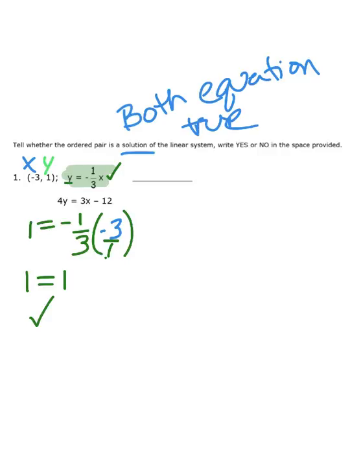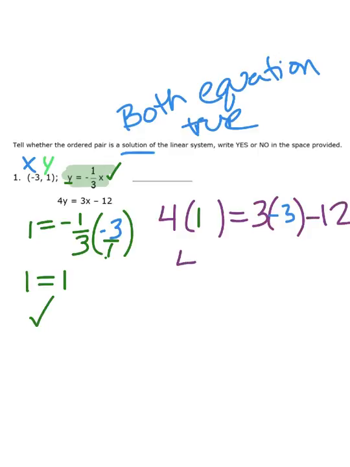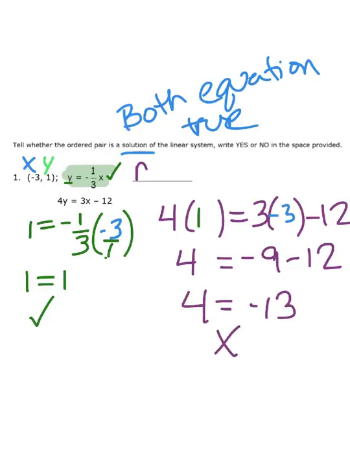Now we got to go and check the second equation. So the second equation is going to be 4 times the y value of 1 equals 3 times the x value of negative 3 minus 12. 4 times 1 is 4. Bring down the equals. 3 times negative 3 is negative 9. Bring down the minus 12. And then we get 4 is equal to negative 13. This is not true, so our answer here is no. No, negative 3, 1 is not a solution to the system.